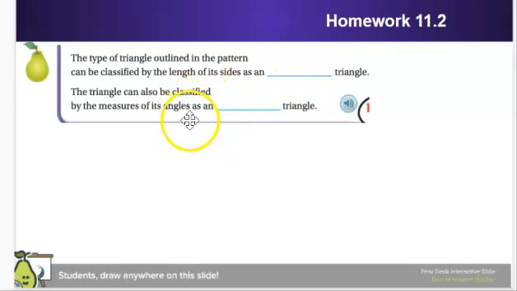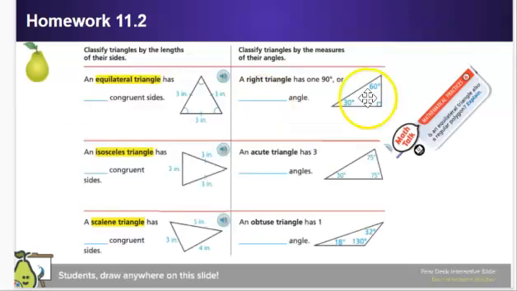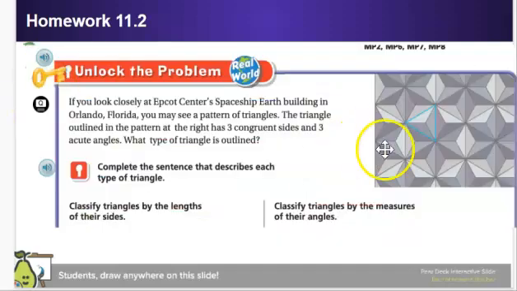It can also be classified by the measure of its angles as a what? So this triangle right here is an equilateral triangle, but it can also be classified as an acute because they're all smaller than 90. So when I look at this one, I know there are no right angles. So this is an acute triangle that is also equilateral.